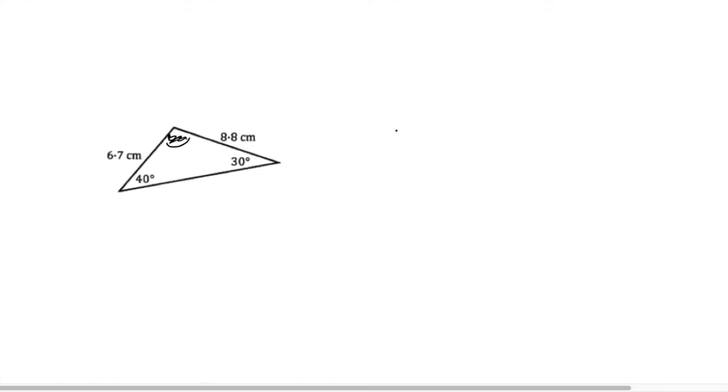We can do that because we know for a fact that all the angles inside a triangle add up to 180 degrees. So this angle here must be 180 minus 40 minus 30. Let's not forget the degree symbols, which gives us an angle of 110 degrees. So this here must be 110 degrees.